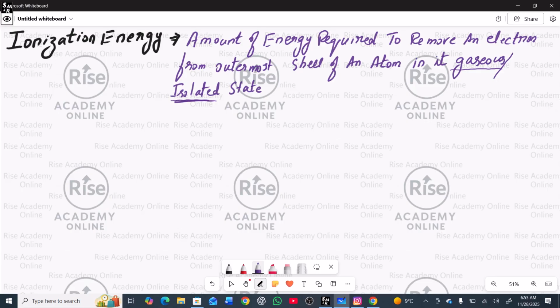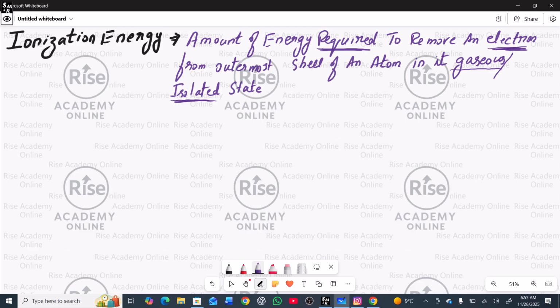And now the electron that is going to be removed should be the valence electron, such electron on which the hold of the nucleus is least, and the amount of energy required to remove that most loosely bound electron, that energy is called ionization energy.